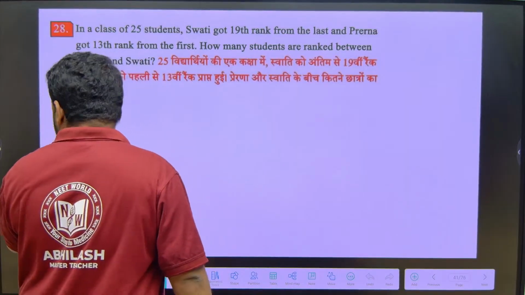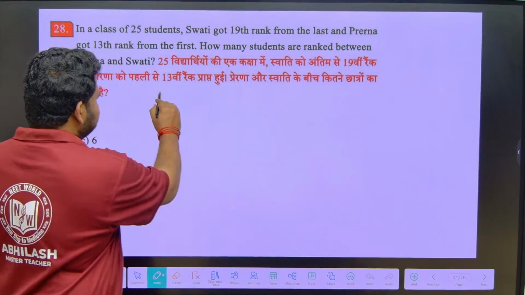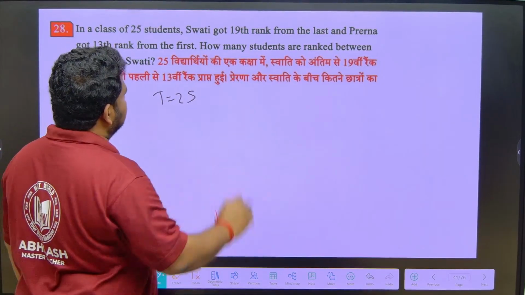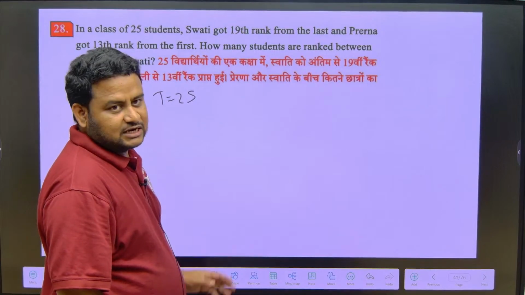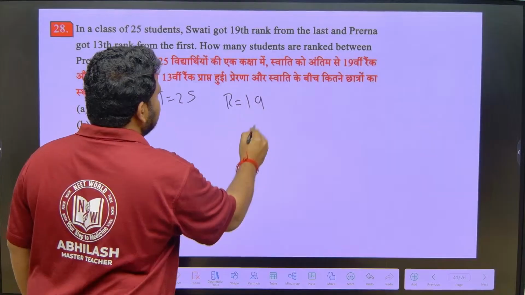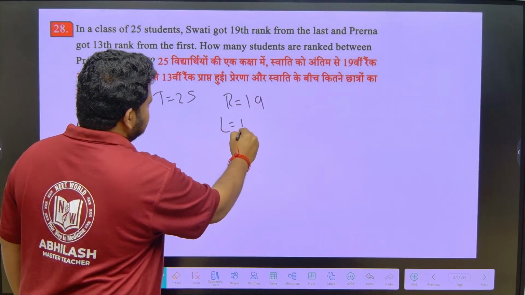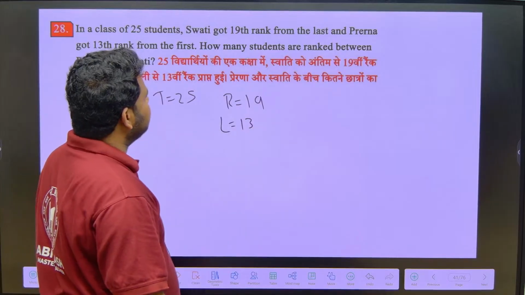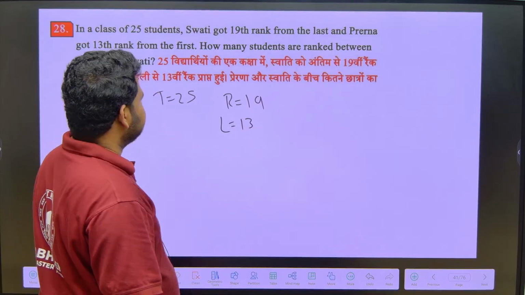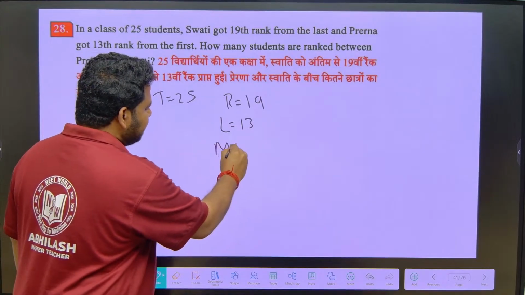Got it? Now, in a class of 25 students, that means the total is 25. Swati got 19th rank from the last. Last means it is right, so right is 19. And Prerna got 13th rank from the first. First means it is left, so left is 13. How many students are ranked between Prerna and Swati? That means we have to find the middle value.